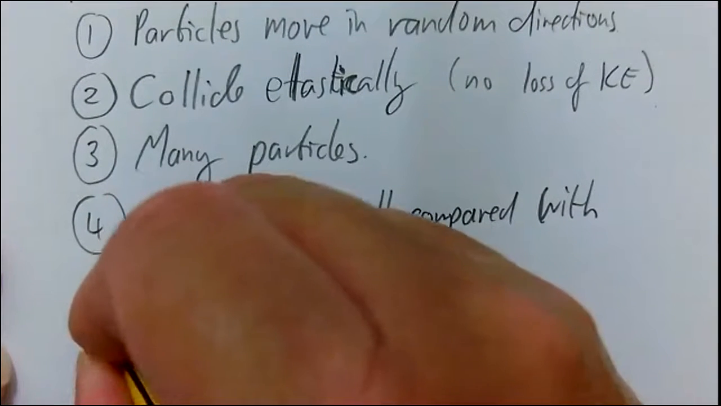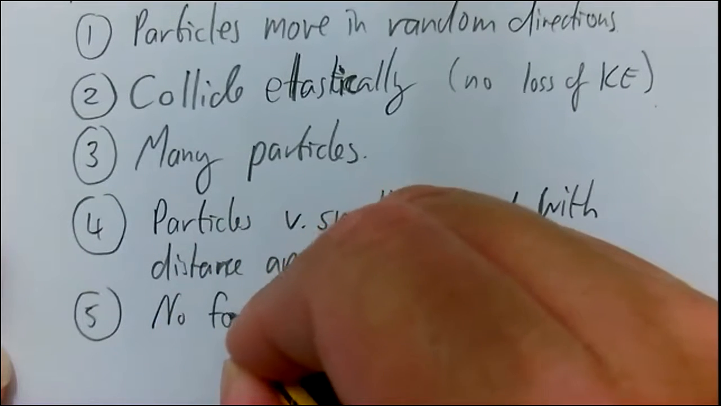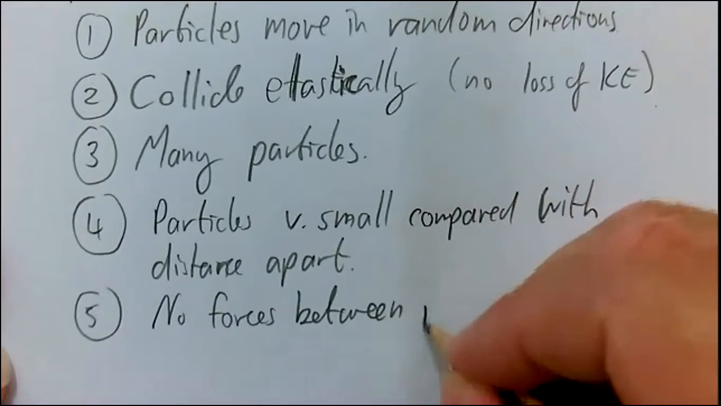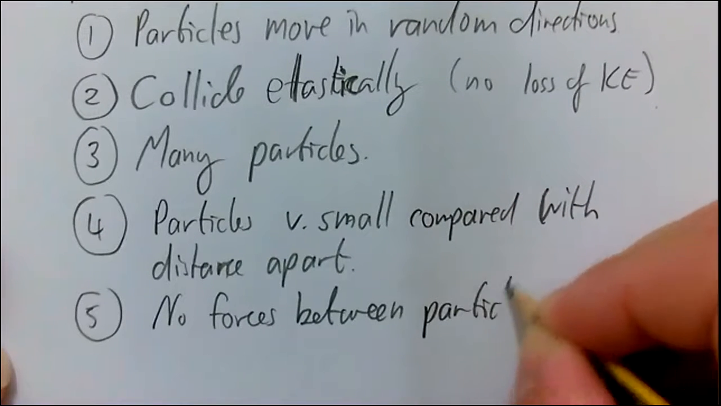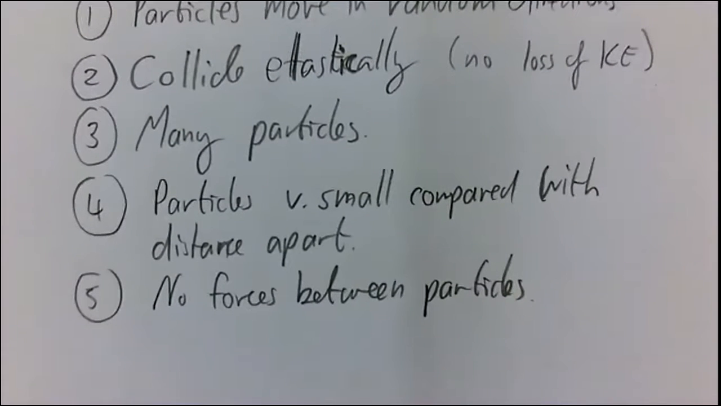So, and then the 5th assumption is going to be the idea that there's no forces between the particles. Okay, so the particles won't be attracted to each other, they won't be repelled by each other. We're just going to assume that they're almost like a rubber ball. So we start off with a basic idea.